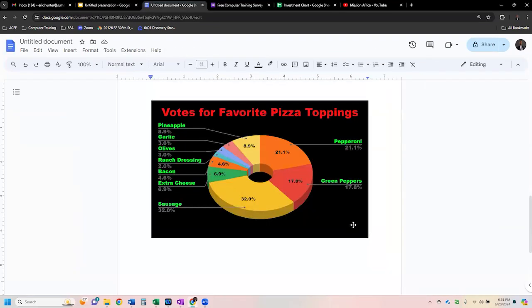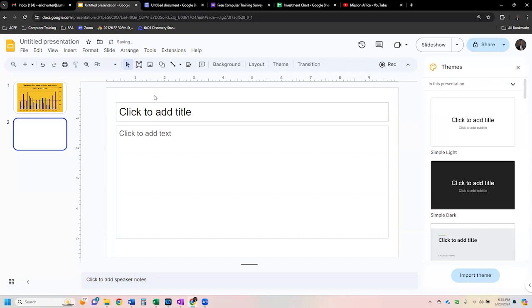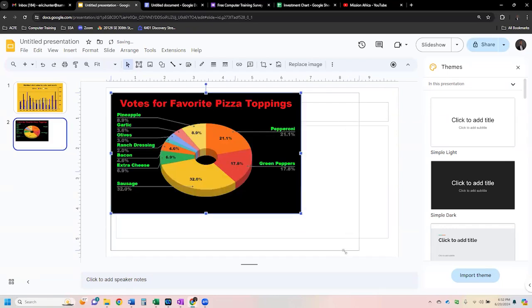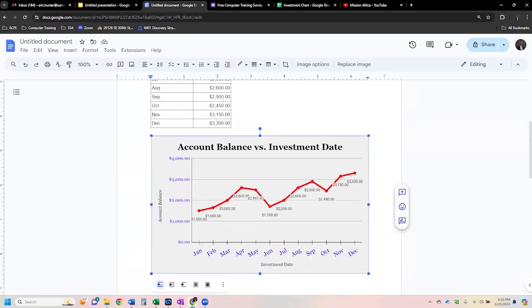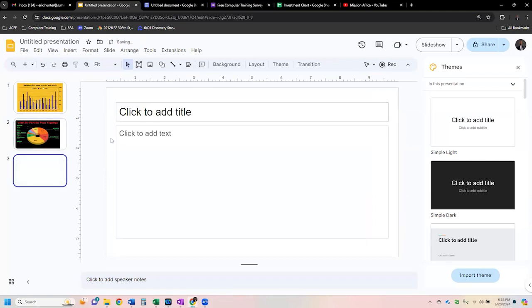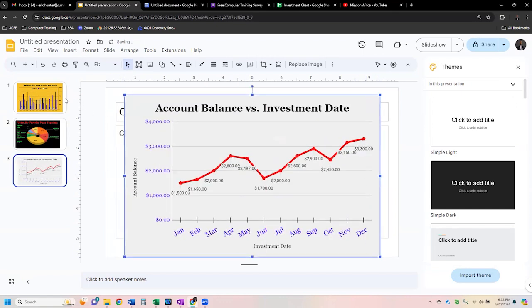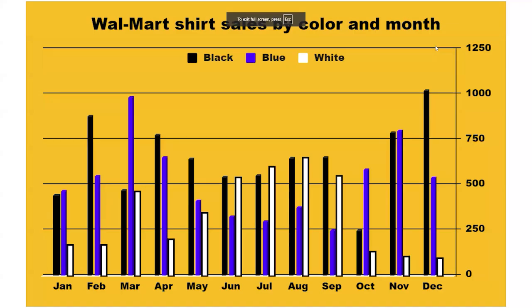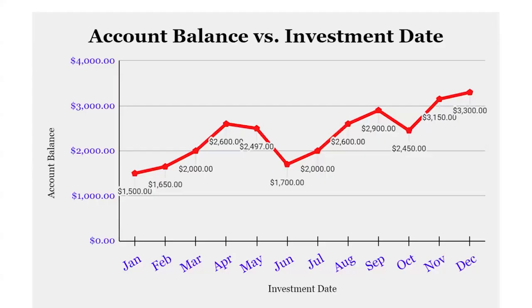So I'm actually going to grab the other two. I'm just going to copy them, and I'm going to put them into our presentation. Go back and grab the first one. And now we have a nice presentation. If we go into slideshow mode, you can see that it's showing that chart. We have that chart and that one.